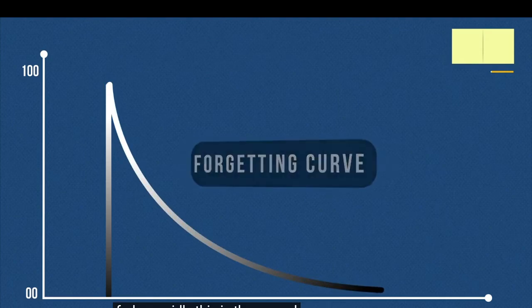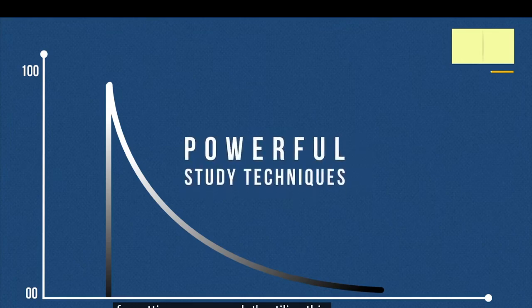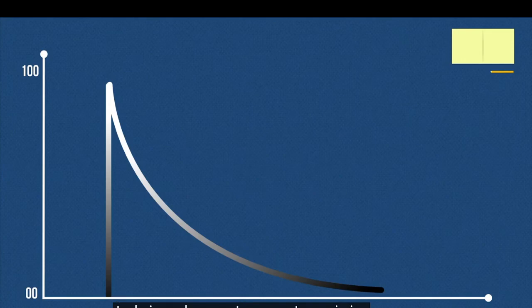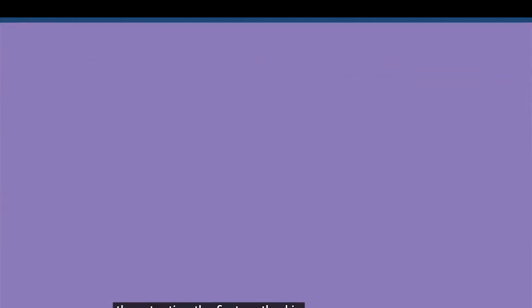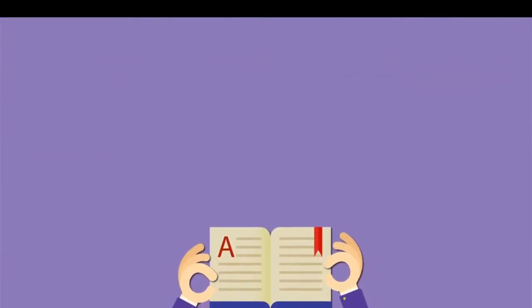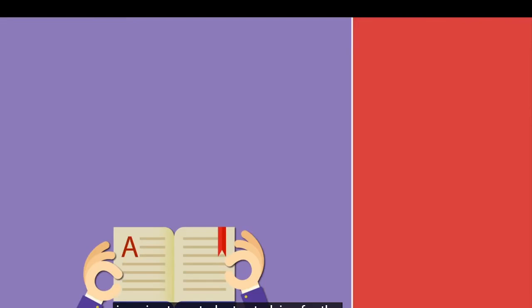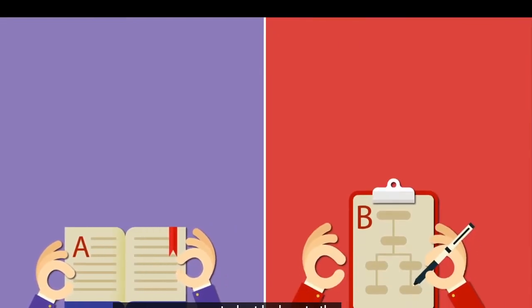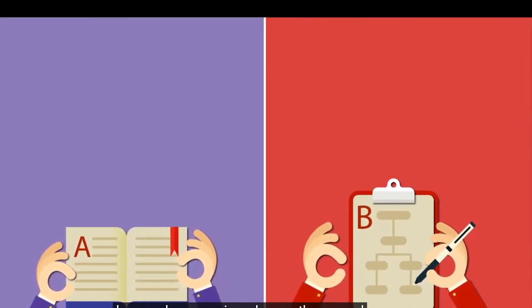Now, let's utilize this knowledge to develop powerful study techniques. Here are 2 ways to maximize the retention. The first method is developing a strong primary memory. Imagine 2 students studying for the same exam. One student memorizes the lessons by cramming, whereas the second student understands the concepts by creating flowcharts.